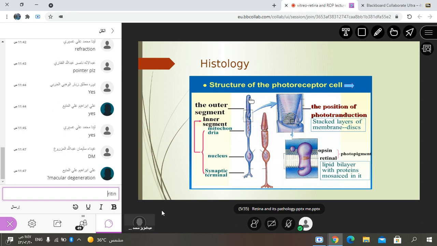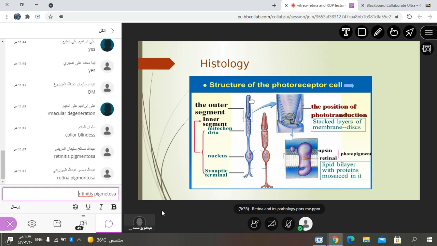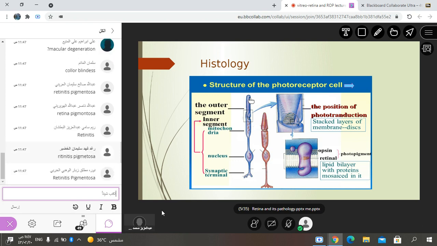No, diabetic macular edema. Diabetes. Yeah, this is not a congenital. Color blindness. Yeah, this is common. Retinitis pigmentosa. Excellent. So retinitis pigmentosa involving which cell? What is the cell that is affected in retinitis?